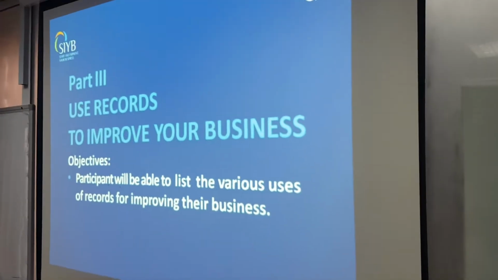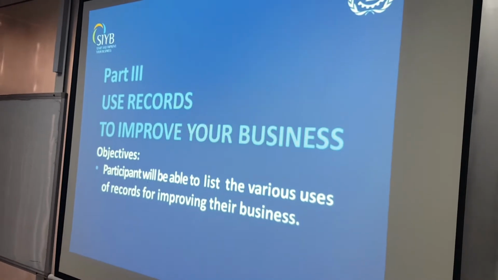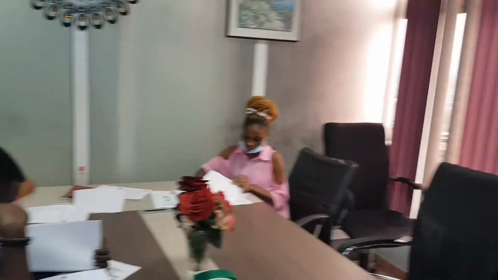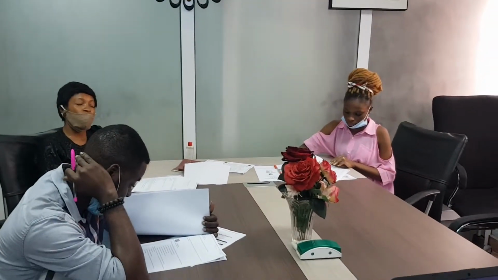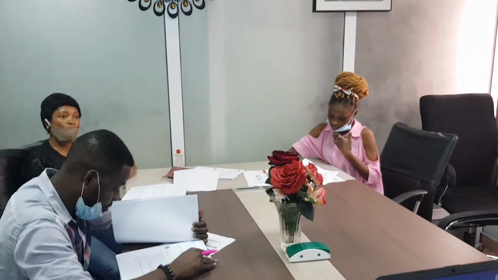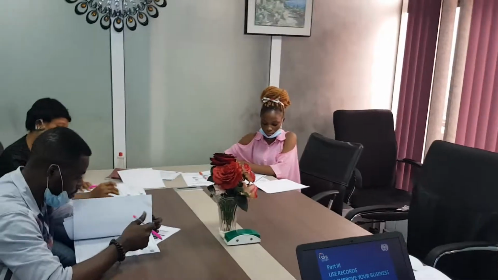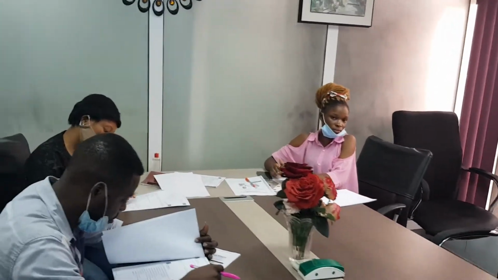For today's session, we're going to be discussing use of records to improve your business. But before we go ahead, can we just do a brief recap of some of the things we discussed at our last class? Last class we talked about record keeping, the importance of record keeping and kinds of records that you should keep. So can we just have a reminder, mention some of the records that we discussed in the last class?